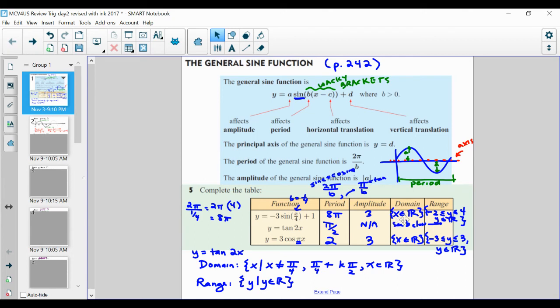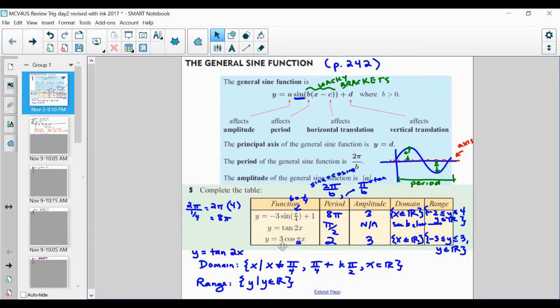Now for a sine function, the domain is always x belongs to real, all real numbers. But our range is normally between 1 and -1. Because the amplitude is 3, it stretches up to 3 and down to -3. But then because we shifted everything up, now the highest value for y is 4 and the lowest value for y is -2. The tan function is a little different. We'll take a look at that one last.